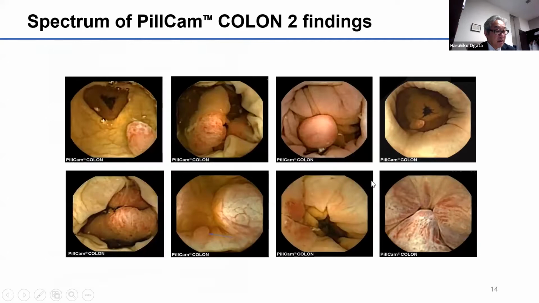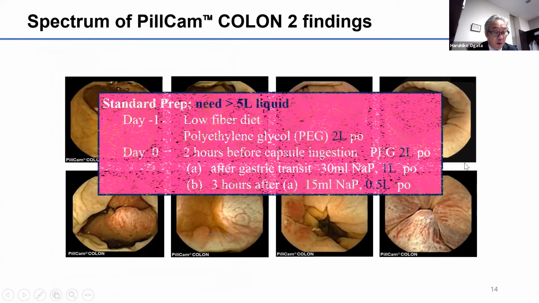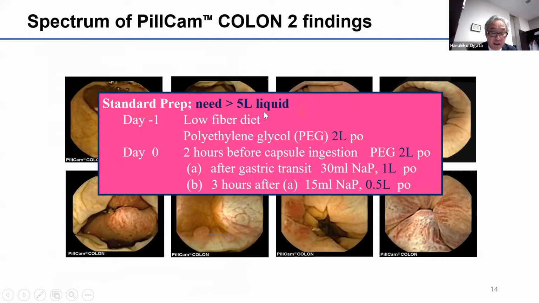And these are the highest quality images by colon capsule with sufficient preparations, which is on the day and the day before examination, a total of more than 5 liters of liquid prep was recommended. So you can imagine taking that amount of prep seems not so easy, even for a physically large-sized man in the Western countries.